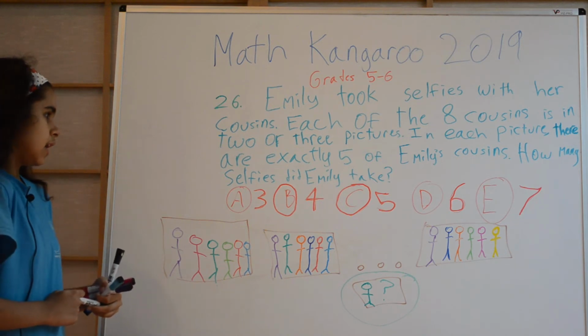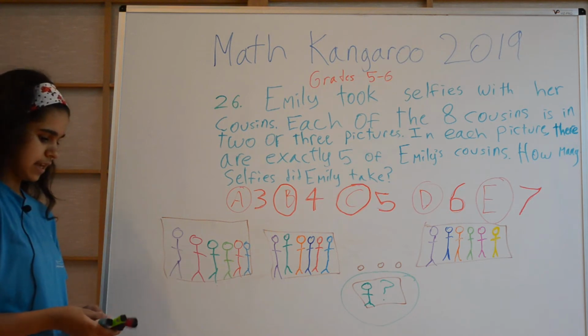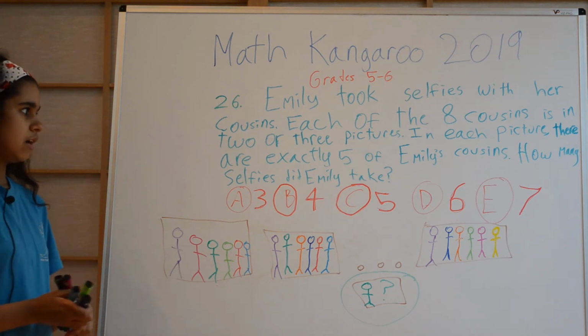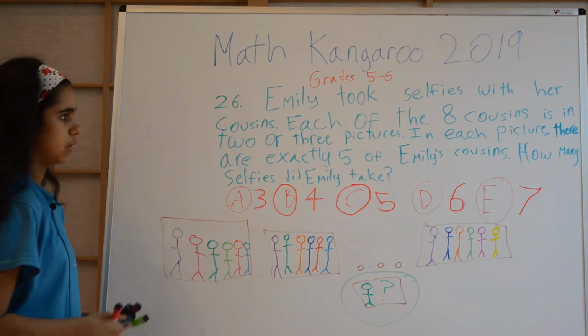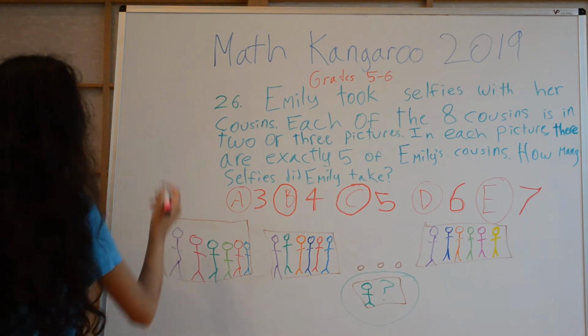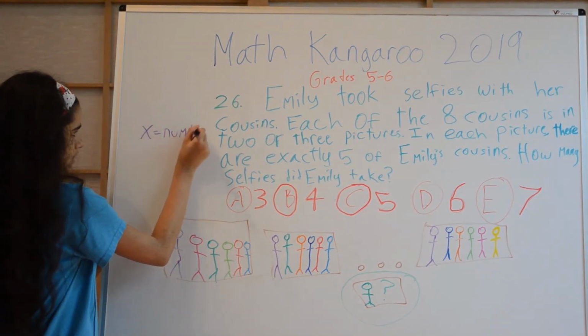So we can say that the thing we're looking for, which is the number of selfies, we can call x. That's just an unknown, and that's what we're looking for. So we'll say x is the number of selfies Emily takes.